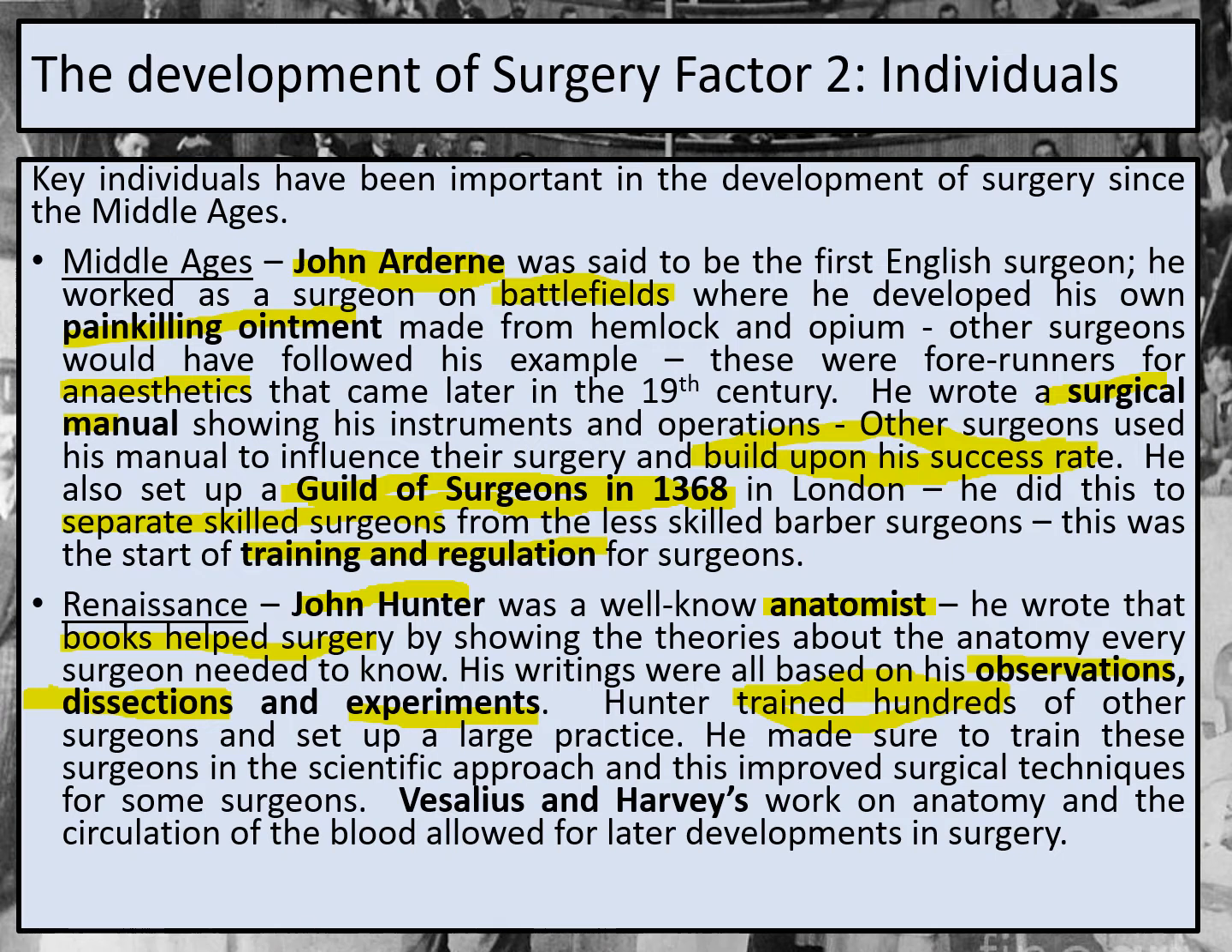He made sure to train those people in the scientific approach, and this of course spread those surgical techniques among large numbers of surgeons. Many of those surgeons in their turn taught at universities, and so those skills were spread further and further. Vesalius and Harvey's work is also important. If we're thinking about key individuals, John Hunter is the most important, but Vesalius and Harvey were also important because their works on anatomy and the circulation of the blood allowed for later developments in surgery.